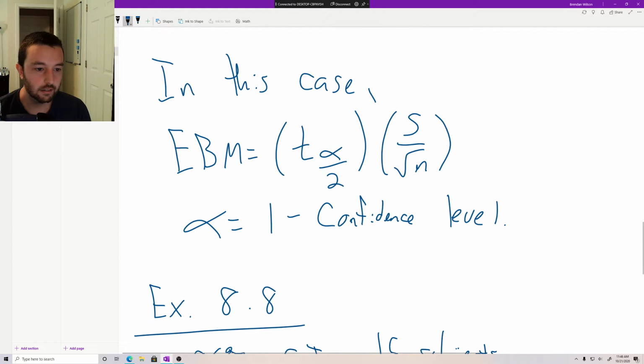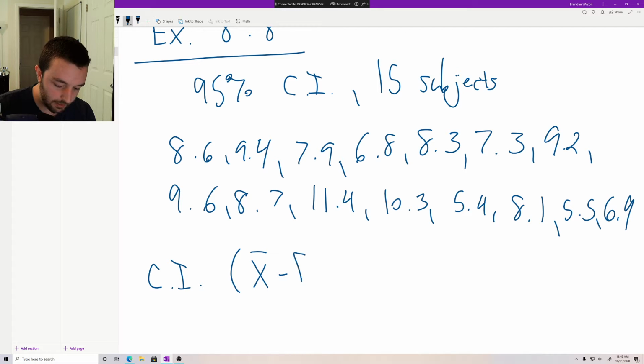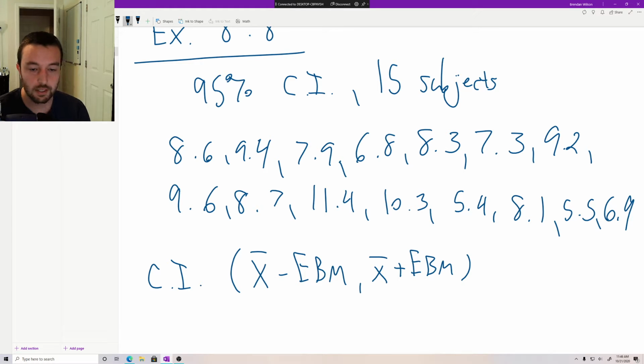So what do we need here? Well, if we're finding the confidence interval, our confidence interval is x bar minus the EBM, comma, x bar plus the EBM. So we need x bar, first of all, which we can calculate easily from these numbers, and we need the EBM.